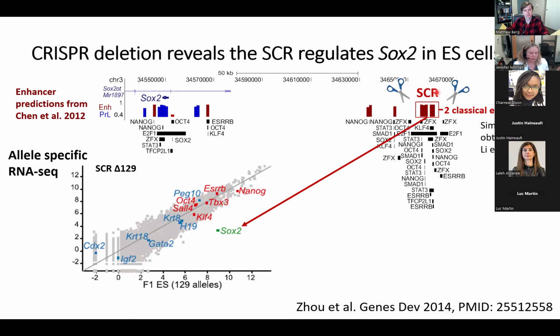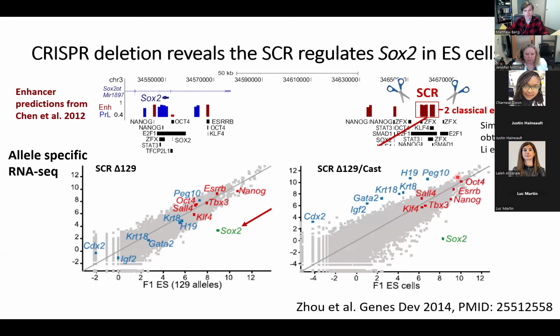And so in these cells where we've only deleted one of the enhancers, we actually didn't really see the cell state change at all, because expression of SOX2 from the other allele was enough to support the pluripotent state. But now what happens if we actually delete the enhancer on both alleles? So we then look at genome-wide sequencing again.